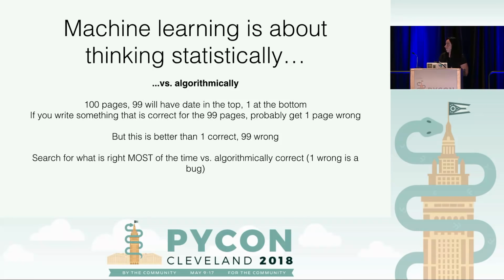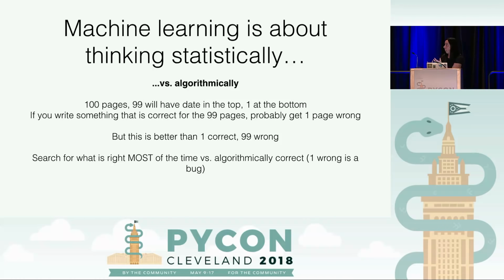Okay, so finally, just a finishing thought that I think someone posted on Twitter, that I thought was cool: machine learning is a shift in your thinking. It's about thinking statistically versus algorithmically. Let's say you have 100 pages, 99 of them will have the data at the top, and then one of them will have it at the bottom. If you write something that's correct for those 99 pages, that one page will just be wrong, right? It's one example of a statistical approach to solving problems.